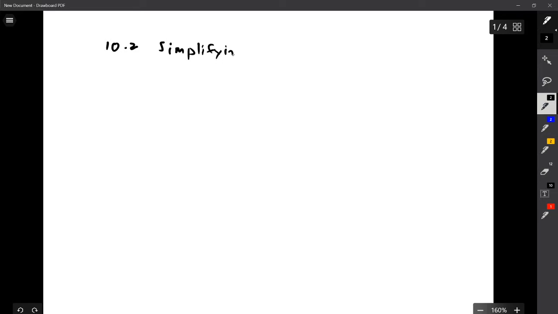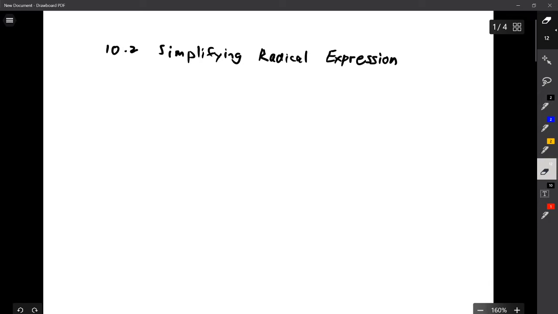Simplifying radical expressions. So radical, again, meaning we have some kind of a root, a square root, a cubed root, a fourth root, etc. But in this context, we're just dealing with square roots. So we're going to use radical as a synonym for square root here.